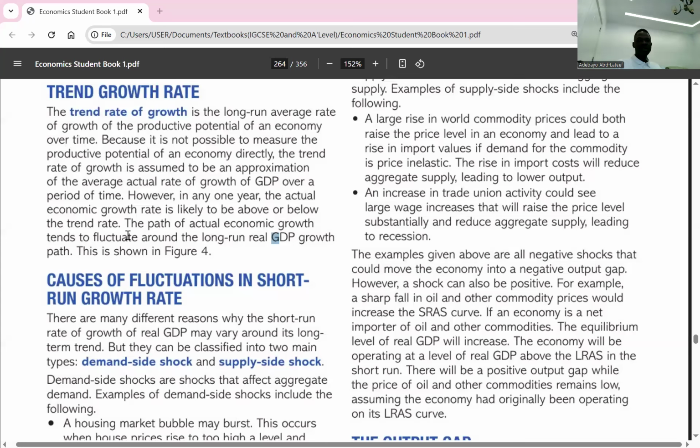We'll continue with economic growth and output gap. So today we're going into the trend growth rate. When we talk about the trend growth rate, it's simply talking about the productive potential of the economy, what the economy can achieve over a period of time.